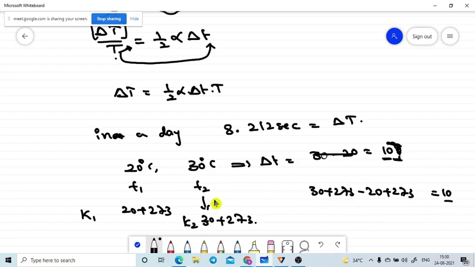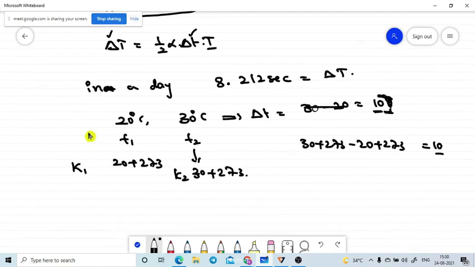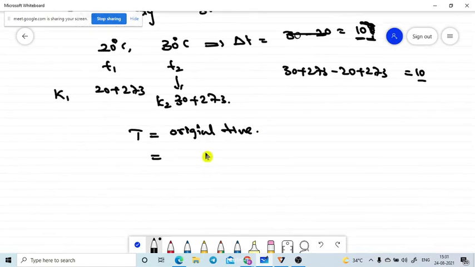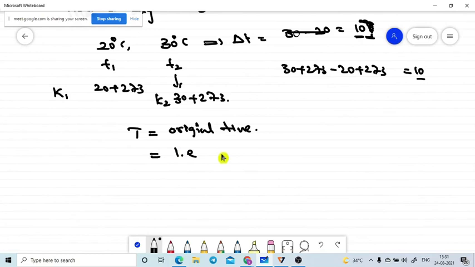Now delta small t is given, and delta capital T is also given indirectly. But what about T? T means the original time of the wall clock. Original time means one day's original time in seconds. What is the value? That is one day time in seconds.